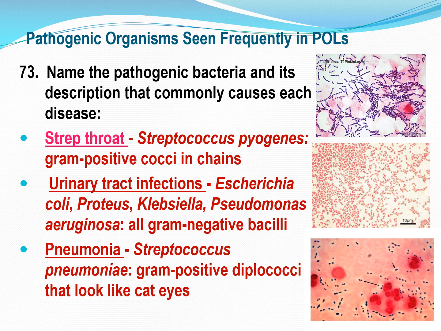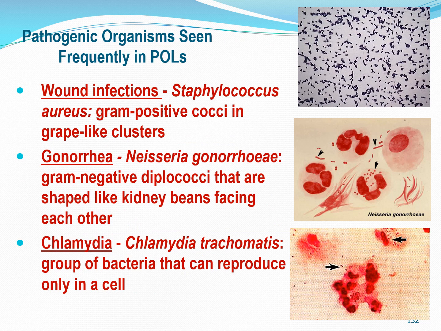And then we have pneumonia. That's our middle picture, and then our bottom picture is pneumonia. Streptococcus pneumoniae. It's a gram-positive diplococci that looks like cat eyes. Okay, you see those in there. We have wound infections, which are Staphylococcus aureus, which are gram-positive cocci in grape-like clusters. That's your top picture to your right.